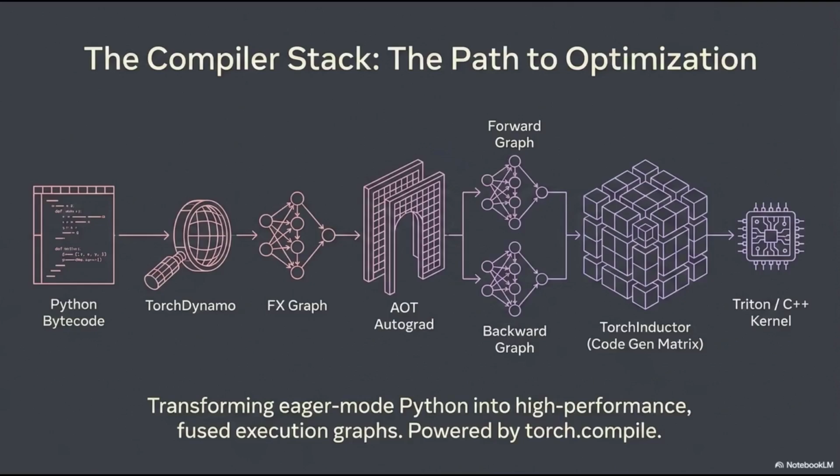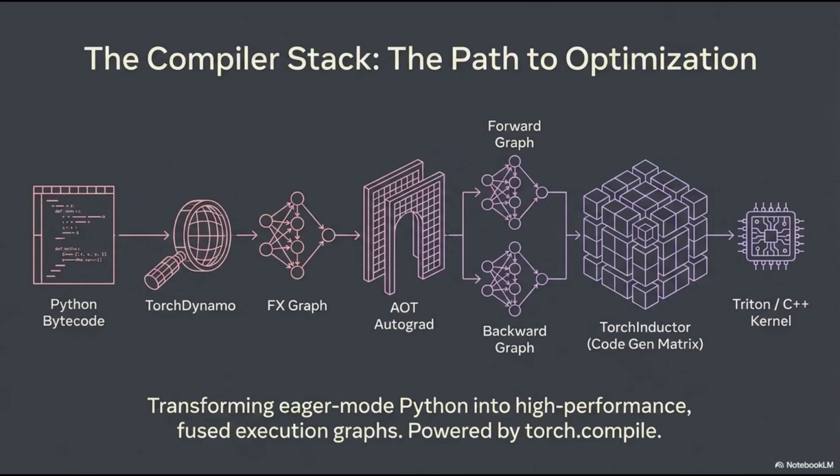Exploring the compiler stack, we uncover the path to optimization for PyTorch models. The journey begins with standard Python bytecode, which is then dynamically captured by Torch Dynamo. This process converts the eager mode operations into a symbolic FX graph. Next, AOT AutoGrad analyzes this graph to separate the forward computation from its corresponding backward gradient computation, resulting in distinct forward and backward graphs. These optimized graphs are then passed to Torch Inductor, a powerful code generator that transforms them into a highly optimized code generation matrix. The ultimate output is a high-performance Triton or C++ kernel, ready for execution on hardware.